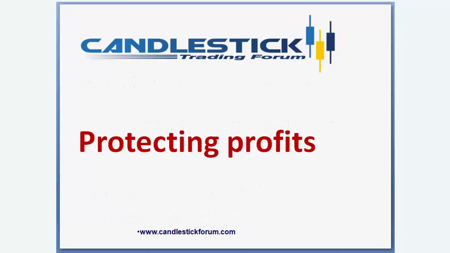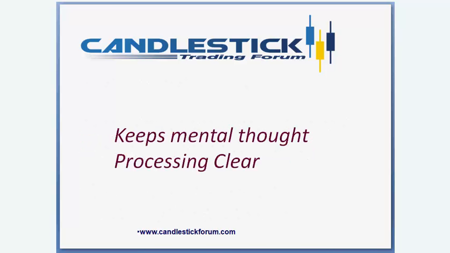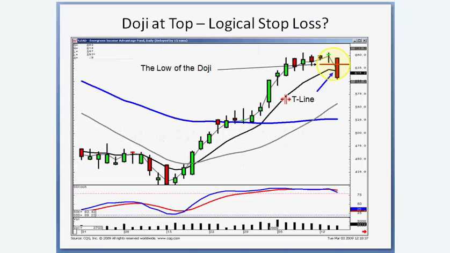So we also use stop losses to protect our profits. Again, this keeps our mental process clear. So if I see something that tells me, all right, we're starting to see indecisiveness up here, where's a perfect spot that would tell me after a doji I shouldn't be in anymore? Well, that's if they could come down through the low of that previous day's doji. That tells me the sellers are now in control.